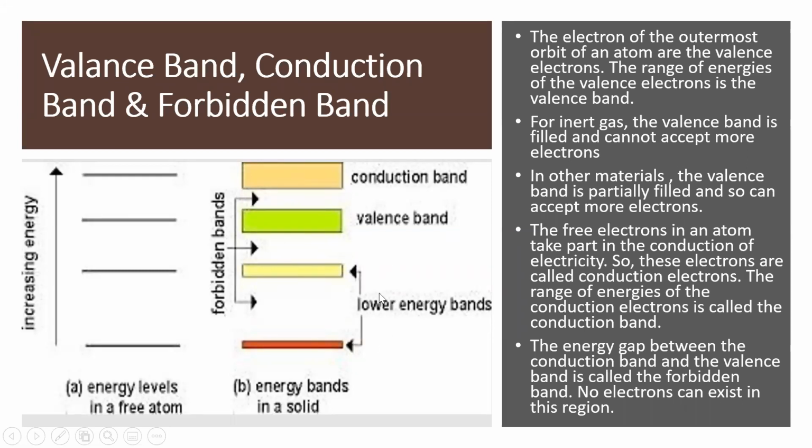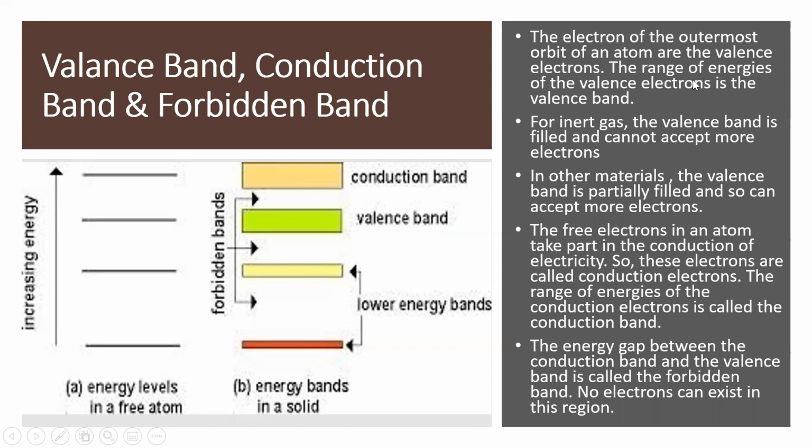Now we have many lower energy bands, but in particular, we are going to see what is meant by a valence band, what is meant by a conduction band, and what are forbidden bands. You know what valence electrons are, right? The electrons in the outermost orbit of an atom are the valence electrons.